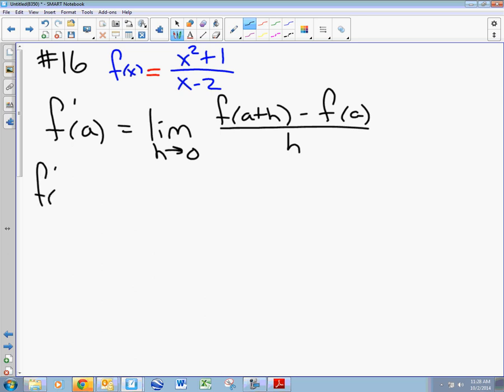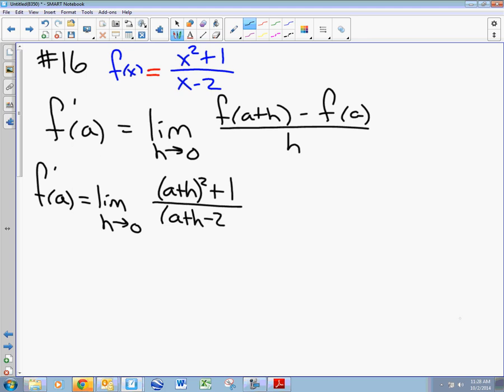f prime of a. This will not be pleasant, okay? It's somewhat painful. You need to get your brain ready for that. But I want everybody to know, I expect that by the time we get to the test, you guys are ready to do this type of problem, okay? So here we go. f prime of a is equal to the limit as h goes to 0 of, let's get it plugged in correctly. What do I do? How do I do f of a plus h? a plus h for x. So (a plus h) quantity squared, plus 1, divided by what? a plus h minus 2.